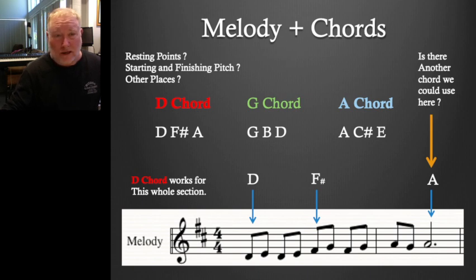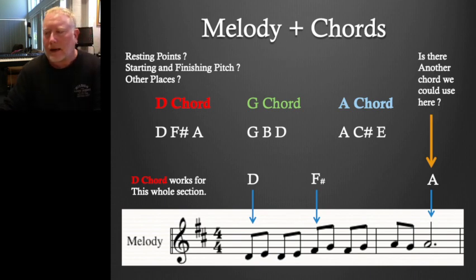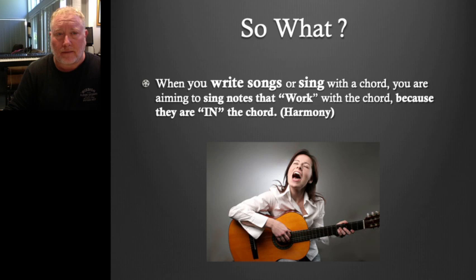So we've got a D chord, D, F sharp, and A. G chord, G, B, D. Would that work? No, not in the chord. What about the A chord? A, C sharp, E. Alright, so we have a D chord and an A chord. And that shows you just the basic way that melody and chords work together. We could use the A chord at the end.